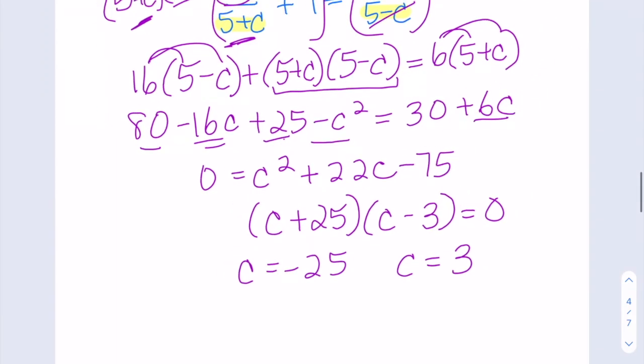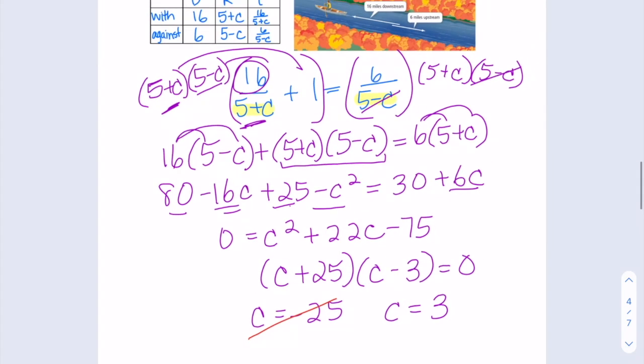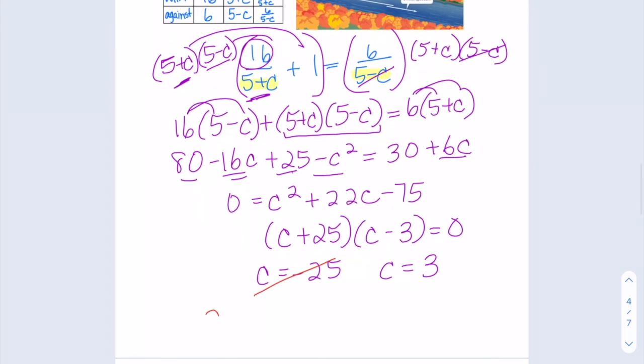Remember, our c is representing the current. So if we really think about this word problem, we really can't use the negative current. Okay, so we have c equals, and we'll write 3 miles per hour. So this has to be the current for the problem. And the negative 25 was irrelevant, or extraneous. So we'll put the speed of the river is 3 miles per hour.